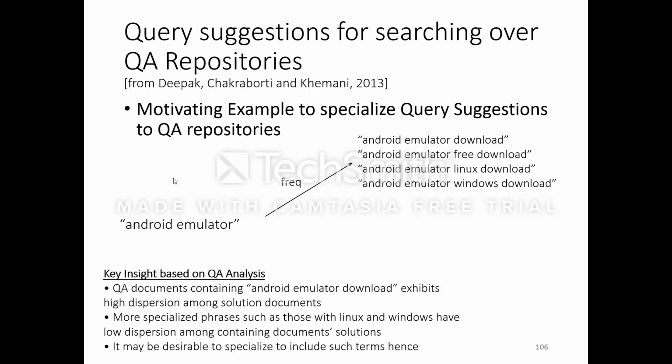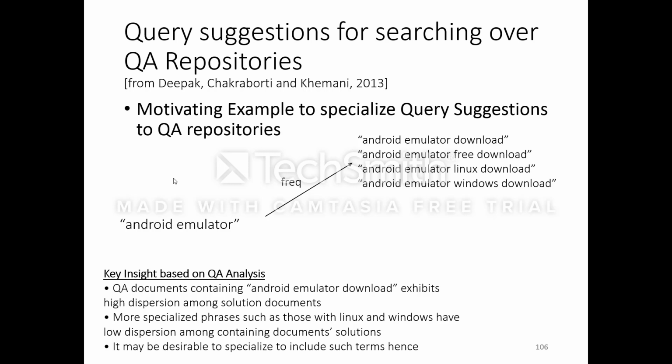But the key insight based on the QA analysis is that the QA documents containing "Android emulator download" exhibit high dispersion among the solution documents. So if you run this query over a QA repository and find those question documents which contain "Android emulator", and look at the dispersion among their solution documents, it was found that there is a high dispersion, right? And more specialized phrases such as those with Linux and Windows have low dispersion.